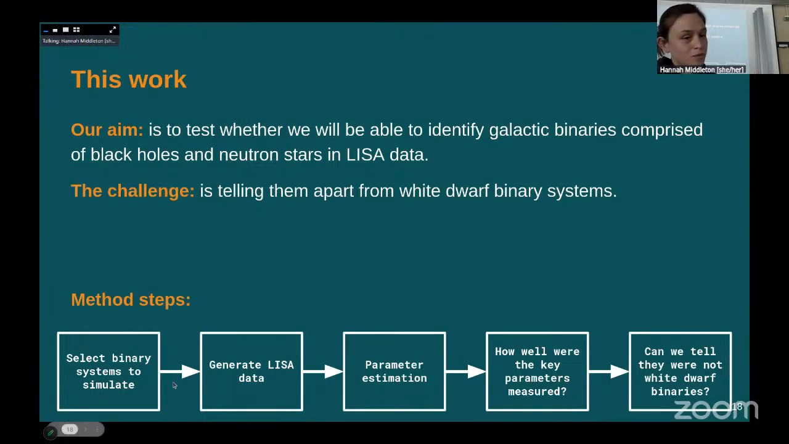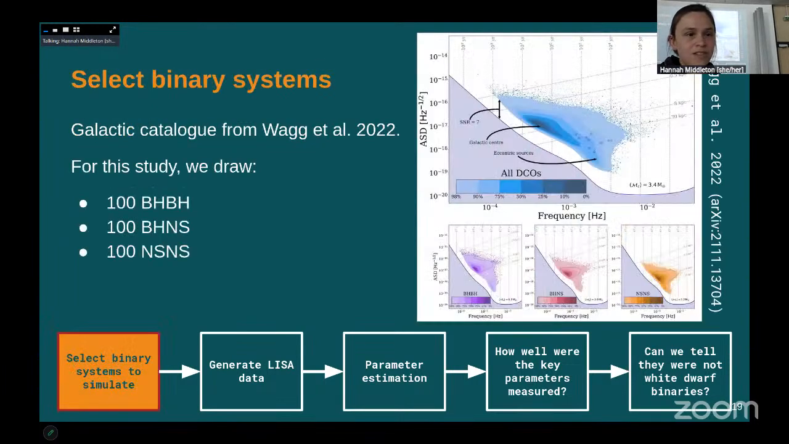So step one will be to select the binary systems that we want to simulate. Then we'll generate the LISA data using those systems. We do parameter estimation for each of the systems to see how well we were able to measure the key parameters that we need. And then we can ask ourselves, were we able to tell whether or not they were white dwarf binaries? Okay. So step one, we select the systems.